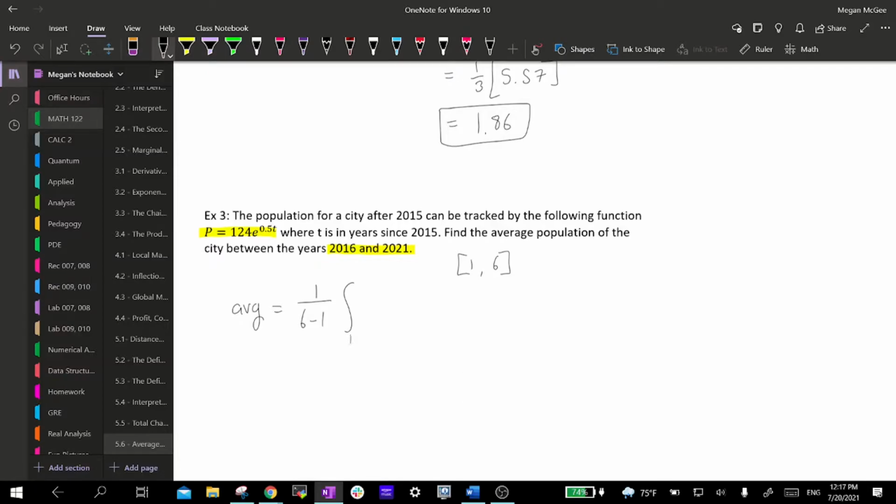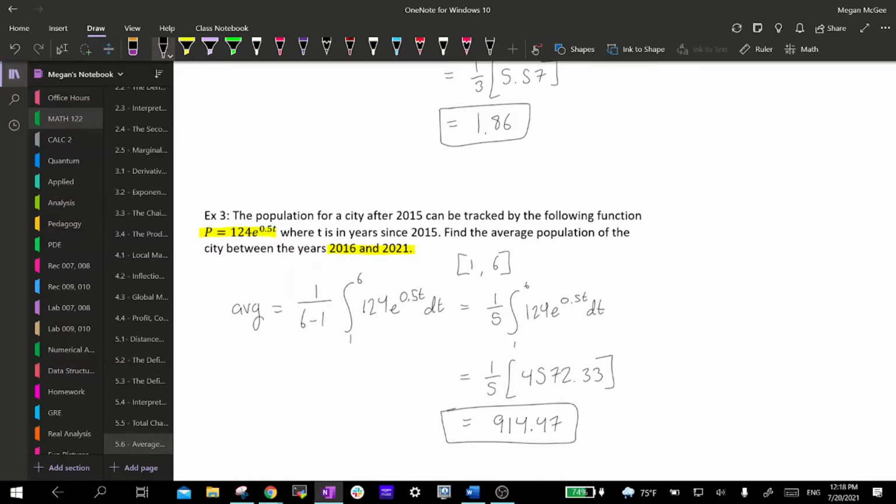And then for our integral, we go from 1 up to 6 of our function 124 e to the 0.5t dt. Okay, so we end up with 1/5 times our integral, 124 e to the 0.5t dt. Again, we can plug this into our calculator and we end up with 1/5 times 4,572.33, which gives us 914.47. So the average population of the city between 2016 and 2021 is 914 people.